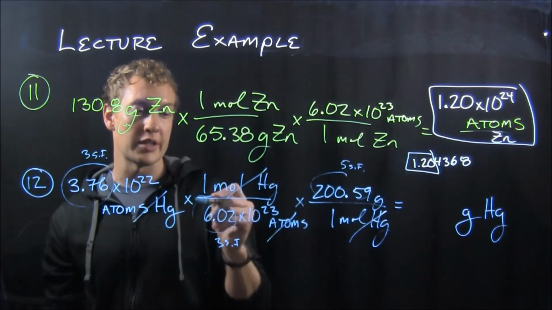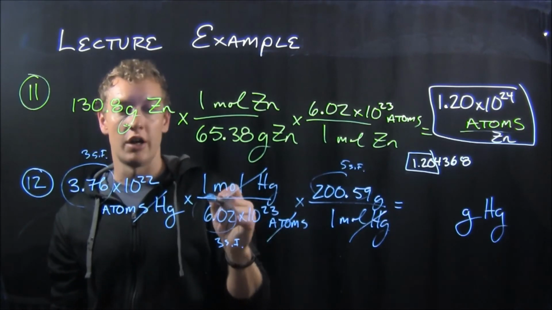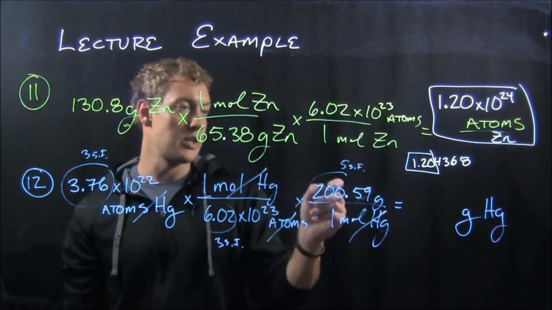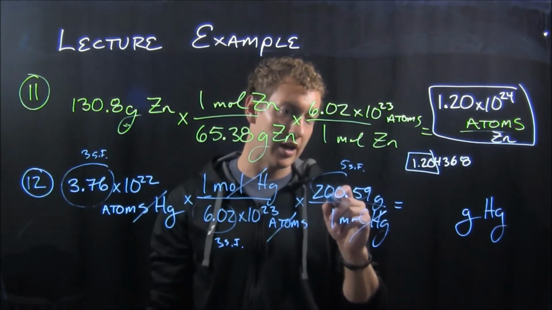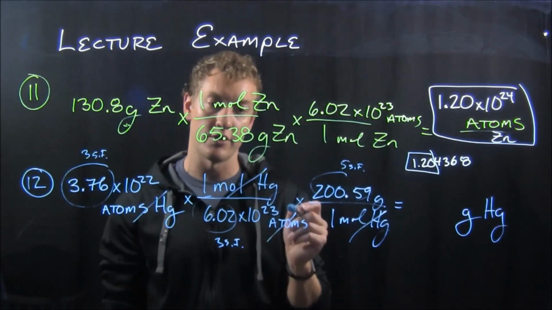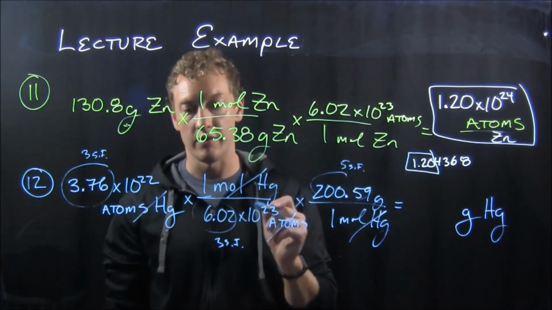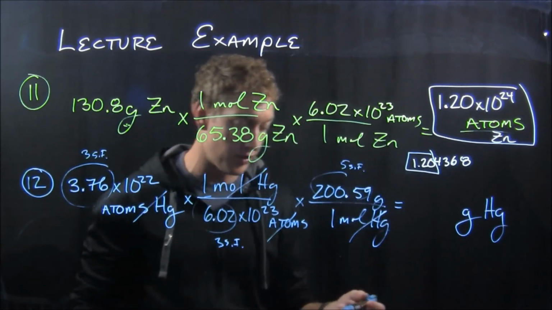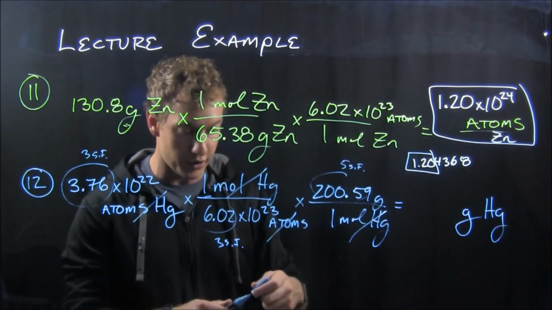So 4 divided by 6, that's 2/3. 10 to the 20, so that's 1/10 of 2/3 times then 200.59, so 1/10 of 2/3, so that's what, 6% of 200, so that should come out to be about 12 grams of mercury.